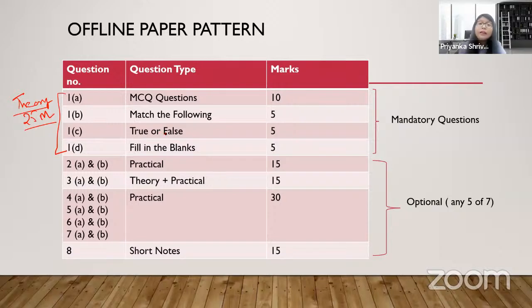So you can see that theory is 25 marks. Theory is mandatory for you guys. You need to answer 25 mark theory questions mandatorily. And from question number 2 to question number 8, out of these 7 questions, you have to attempt only 5. And most of these questions are practical.